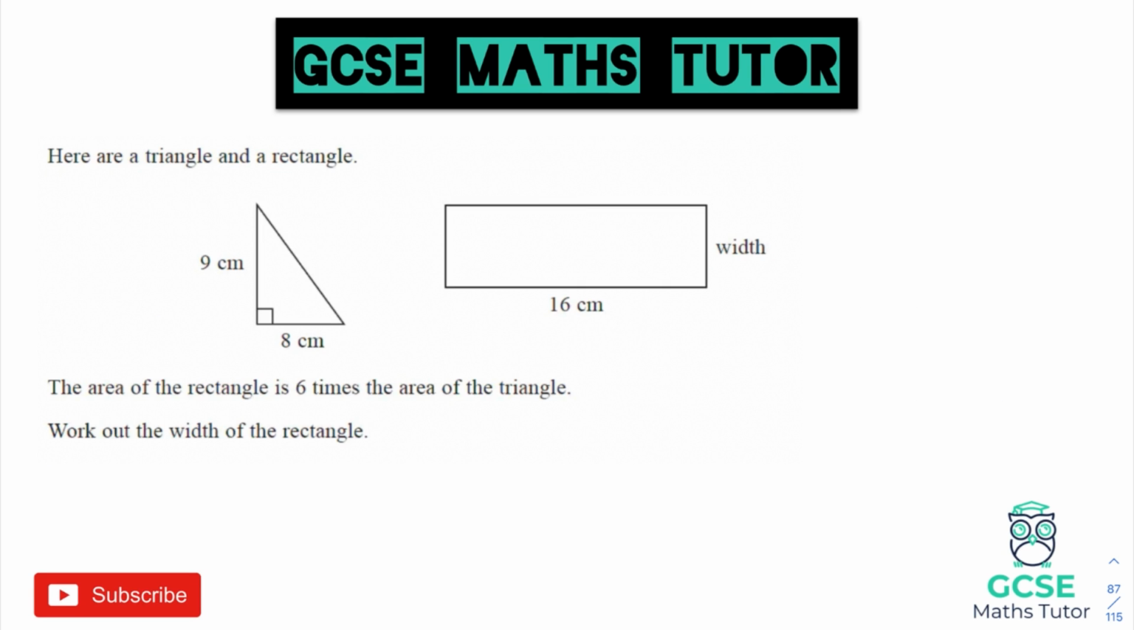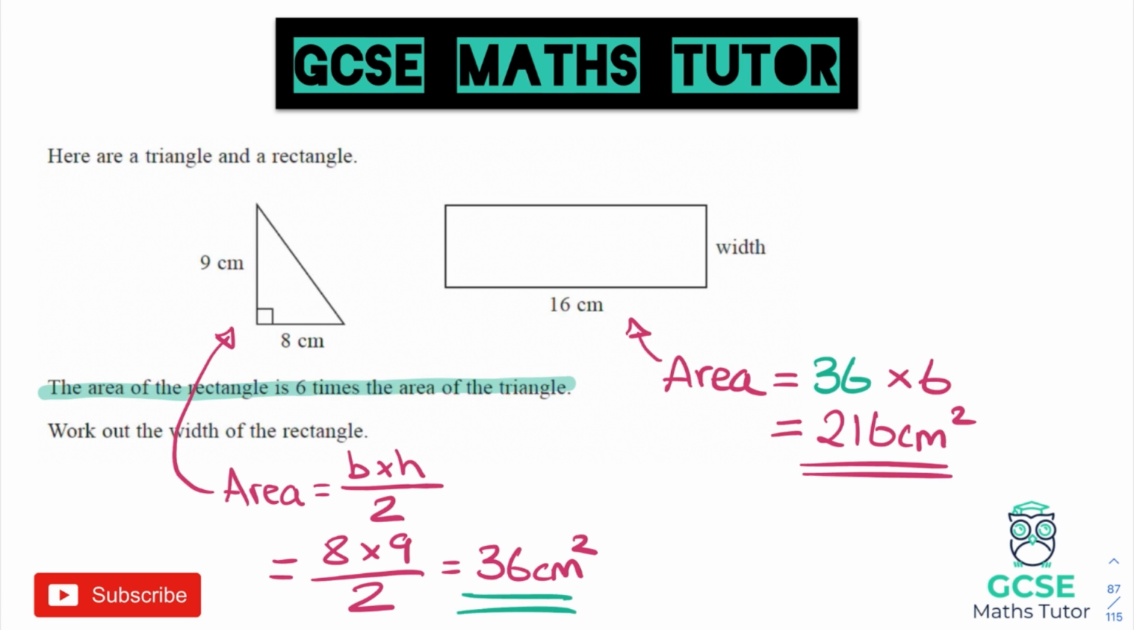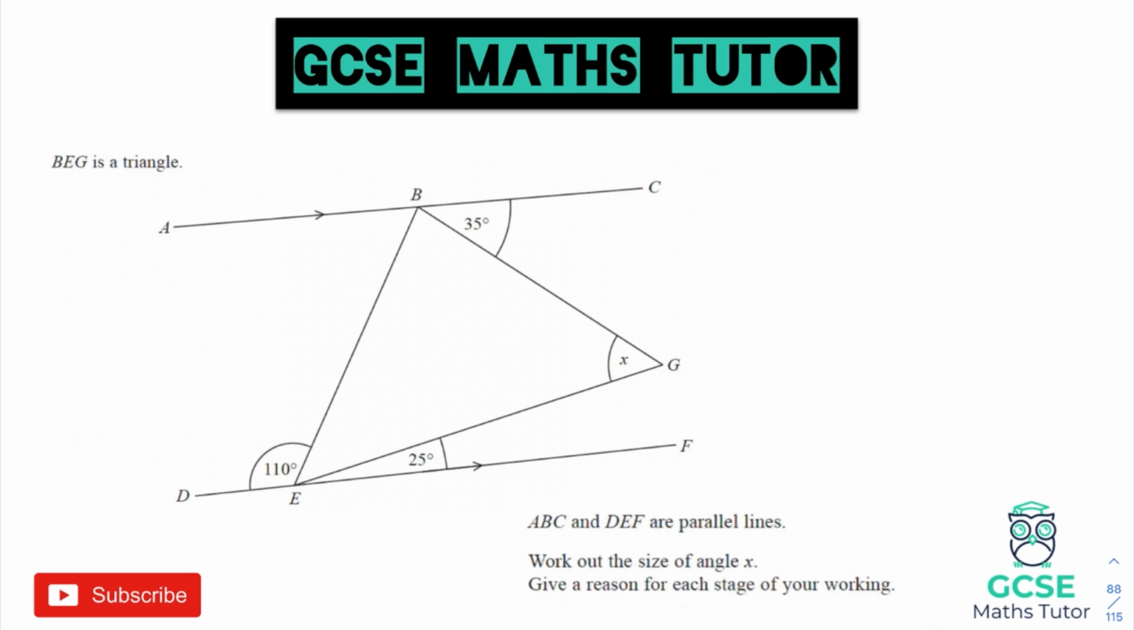When you start to look at area and perimeter, make sure you know the formulas for the area of a triangle. That's base times height divided by 2. You can then read any questions and compare them. The area of a rectangle is base times height or length times width. This one here says the area of one was 6 times the size of the other, so we could multiply it by 6 and then divide to find it backwards.